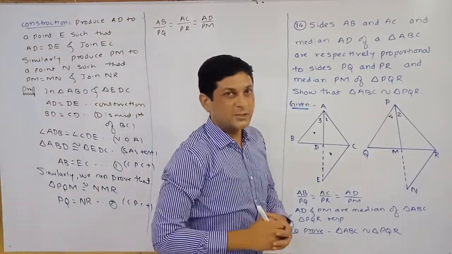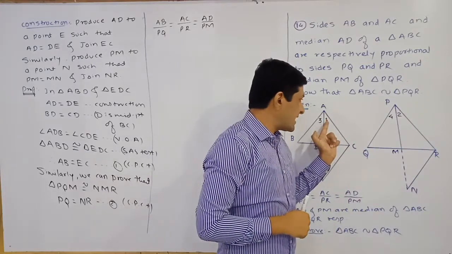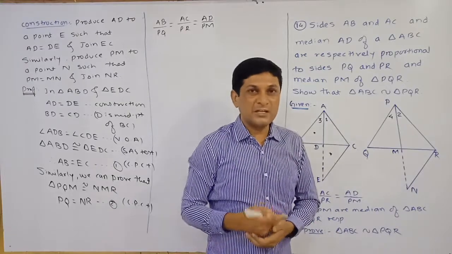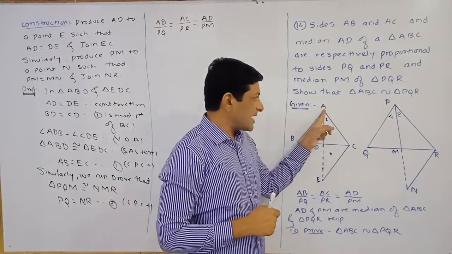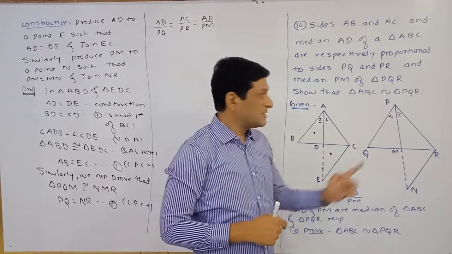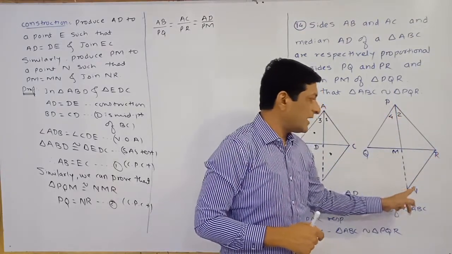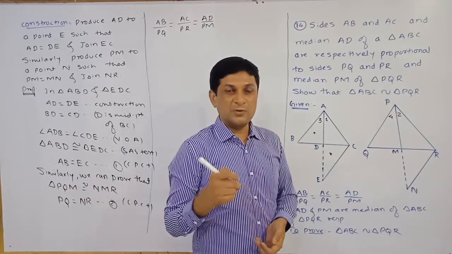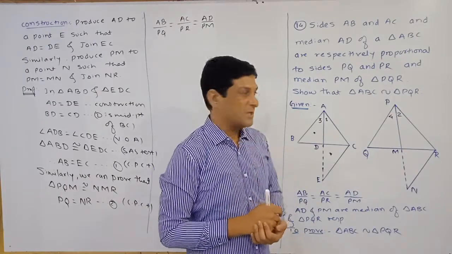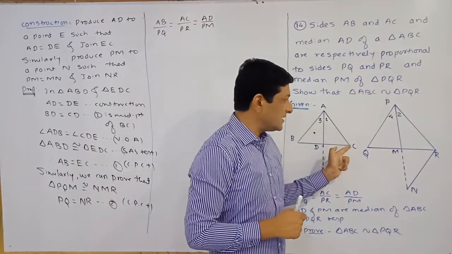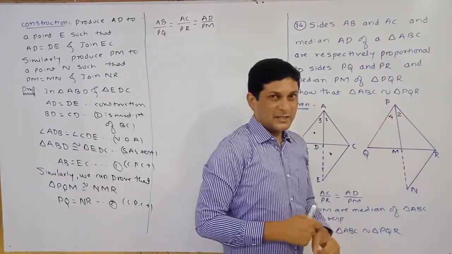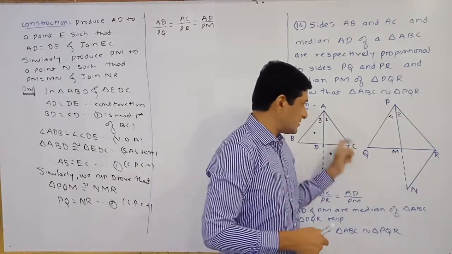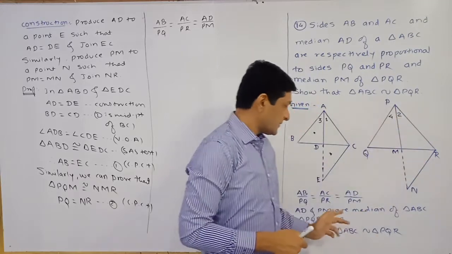See what we are trying to show here. We are trying to show that this angle 1 will be equal to what? This angle 2. To show that these two angles are equal, we are trying to show that triangle ACE is similar to triangle PRN using this given condition. To show that two triangles are similar, we have to show that corresponding sides are in proportion. Already it is given to us that AC will be equal to what? PR. It is given to us.